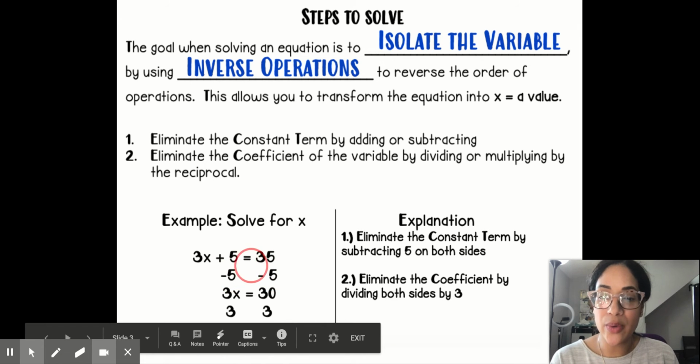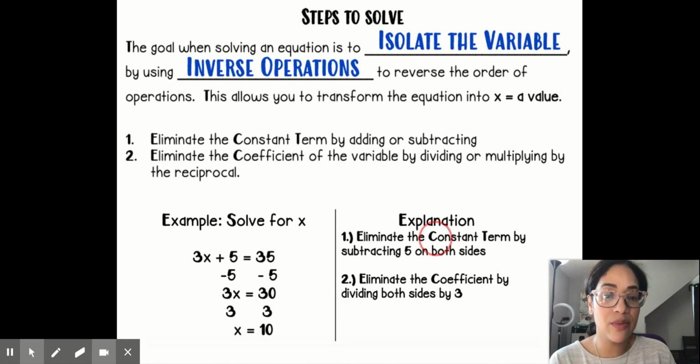Please notice how I'm doing it to both sides of my equal sign to keep things balanced. Whatever you do to one side of the equation, you're going to do to the other side. So 5 minus 5 is 0, and I'm left with 3x. 35 minus 5 is 30. So I've done the first step. I've eliminated the constant term by subtracting 5 on both sides.